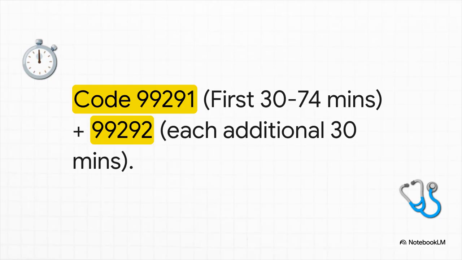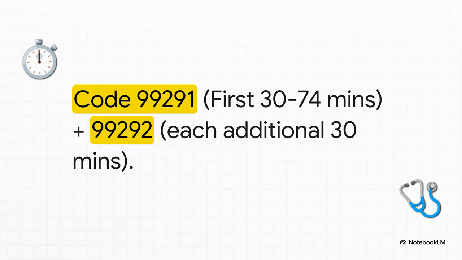Going back to our 90-minute septic shock case under standard AMA rules, you'd code 99291 for the first 74 minutes. That leaves exactly 16 minutes of critical care time. Since the add-on code 99292 covers each additional 30 minutes, you simply attach one unit of 99292 to capture that remaining time block.